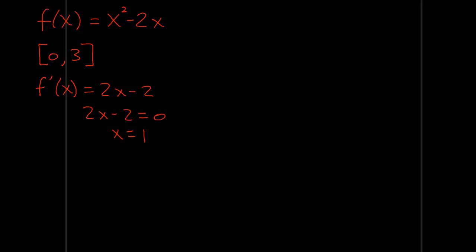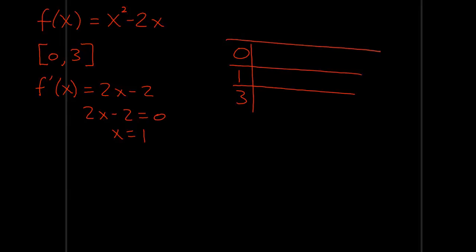Now, once we get those, we go back and test. We got 0, 1, and 3, and we just plug those back into the original function, x squared minus 2x. When I plug in a 0, I get 0. When I plug in a 1, I get negative 1. And when I plug in a 3, I get 9 minus 6, which is 3.